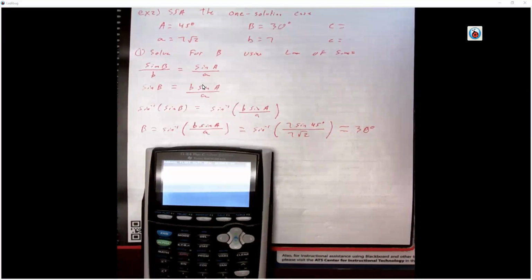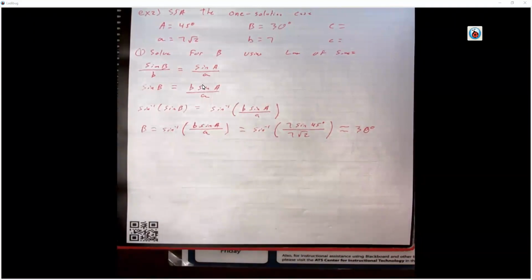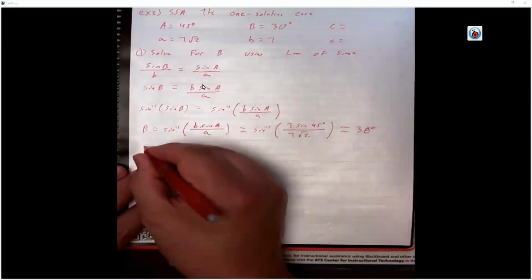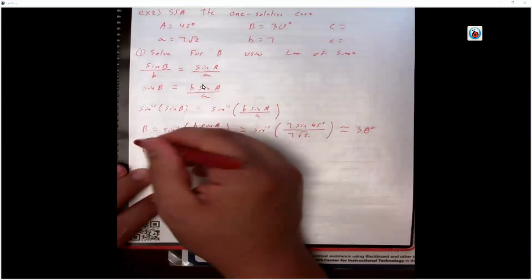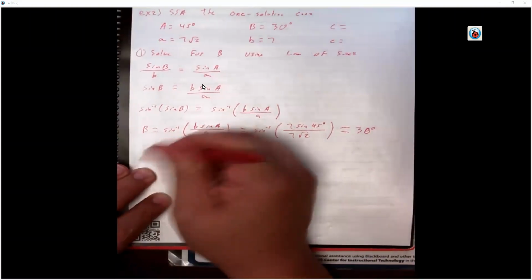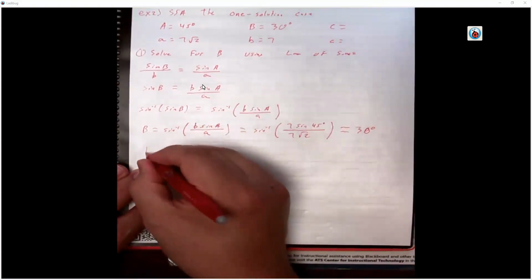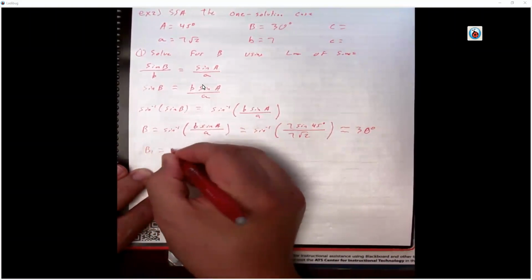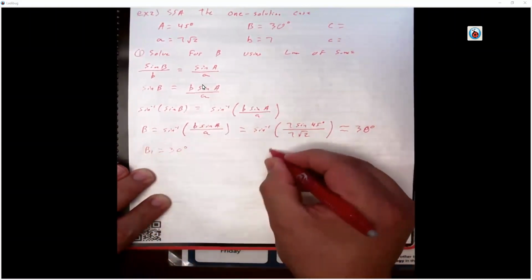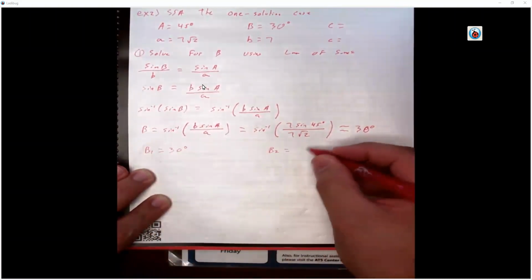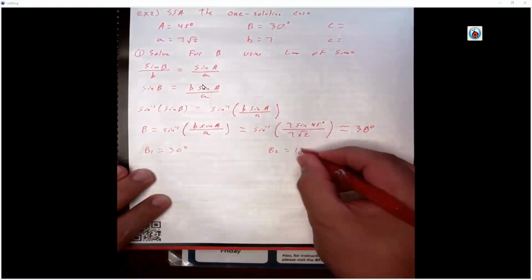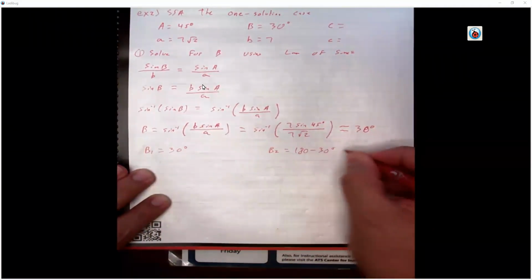So once you find B, you need to check. Remember we said whenever you're using inverse sine, there's technically two solutions, right? So check both. So right now I'm going to assume maybe there's two, I don't know. We'll call it B1 and B2. B1 is 30 degrees. B2 is equal to 180 minus 30.